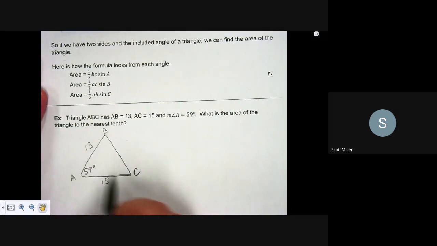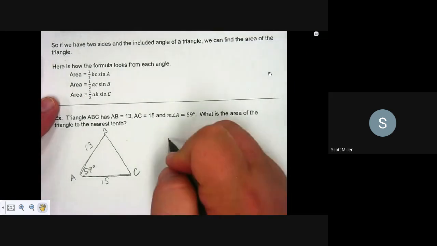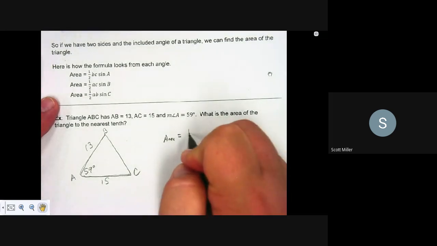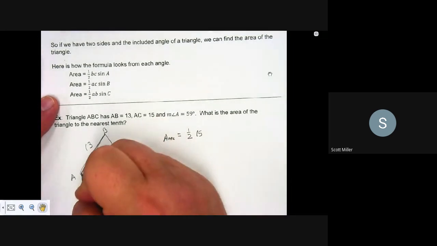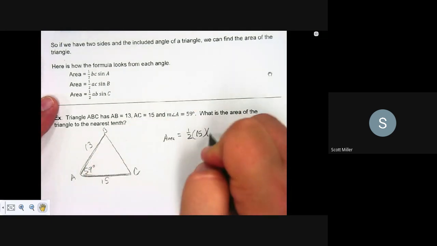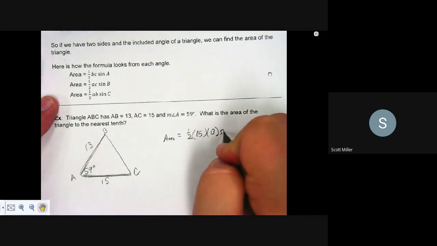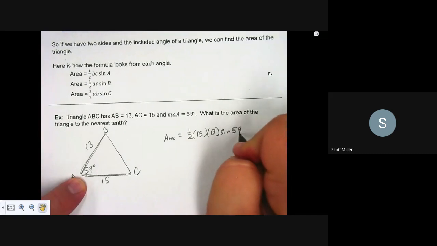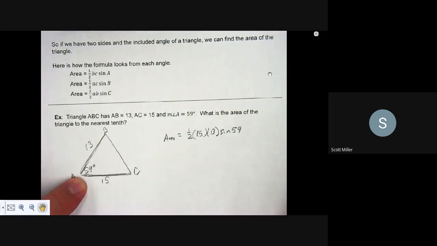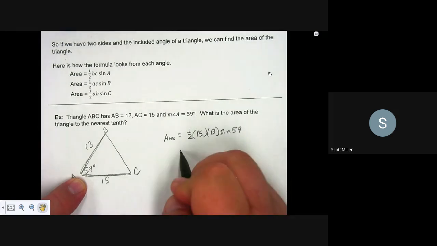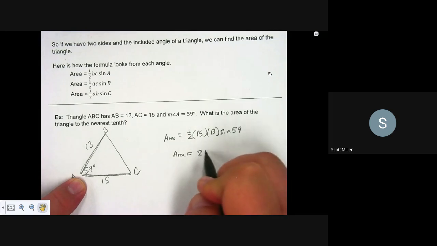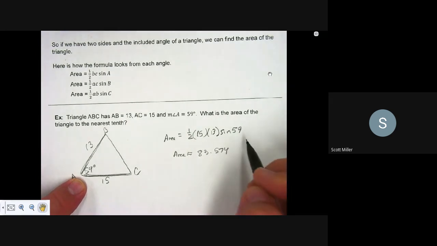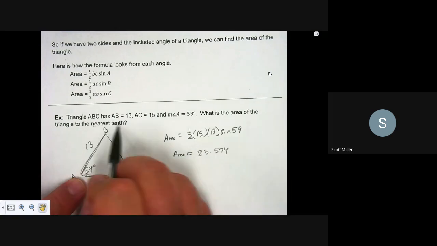And I see that I have the side angle side of this triangle. This allows me to use the formula. So my area is equal to 1/2 the base times this side times the sine of this angle. Okay? And then I can just type this into the calculator and get an approximate answer. So the area here is approximately equal to 83.574. And it says round to the nearest tenth.